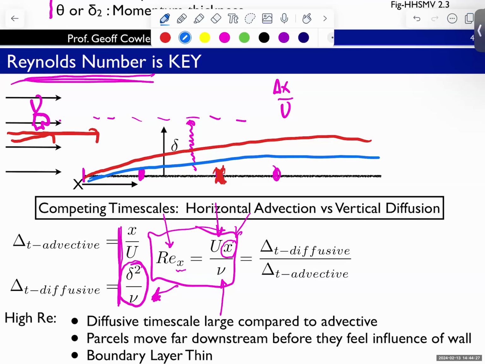And that's because you're basically cranking up the speed at which parcels are moving from left to right. But that diffusive time scale is not changing because that depends on the property of the fluid, nu. And so parcels are just getting further along the plate before the diffusive effect from the no slip condition at the wall can get out to reach them. And so you have thinner boundary layers.